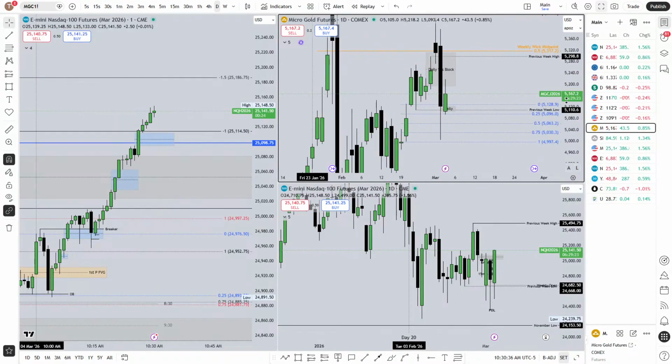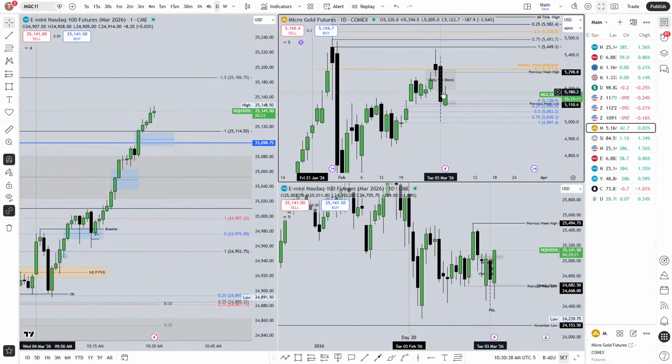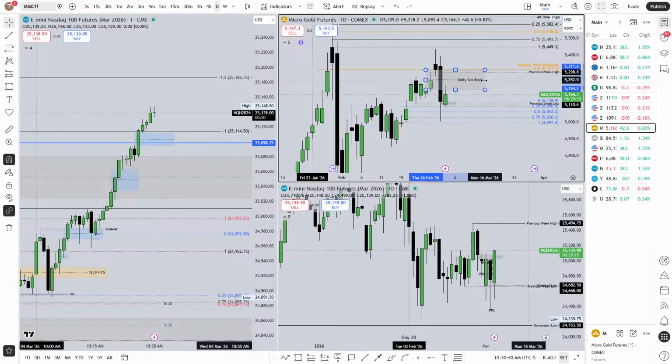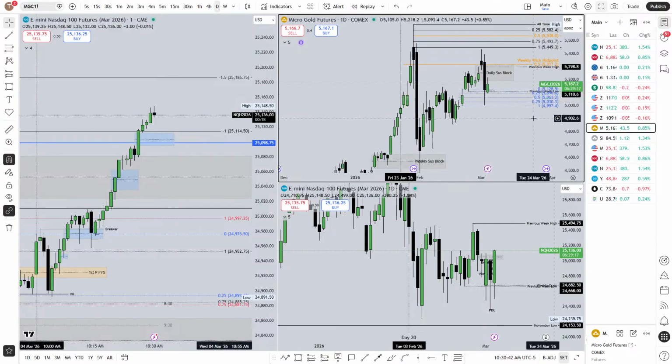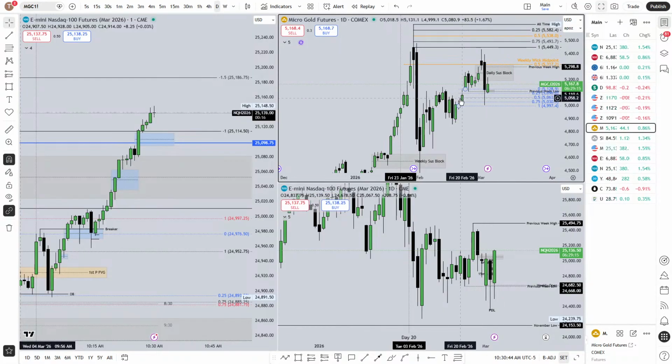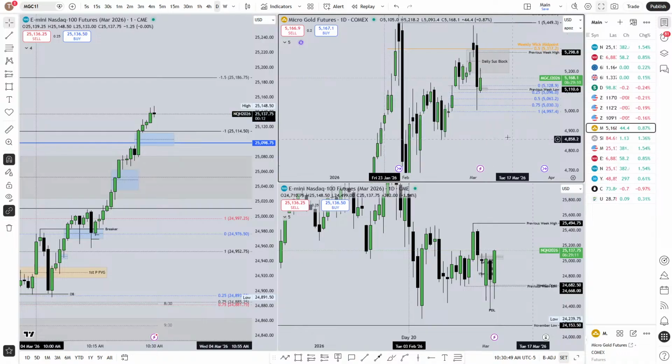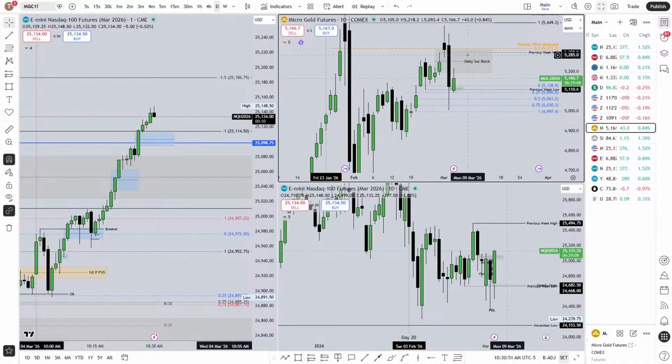Gold, I think a lot of people probably got hurt by this down move right here. I'm still bullish on gold. I think this was just manipulation into this daily suspension block right here. And I think we see a continuation higher. That's what I'm looking for on gold.